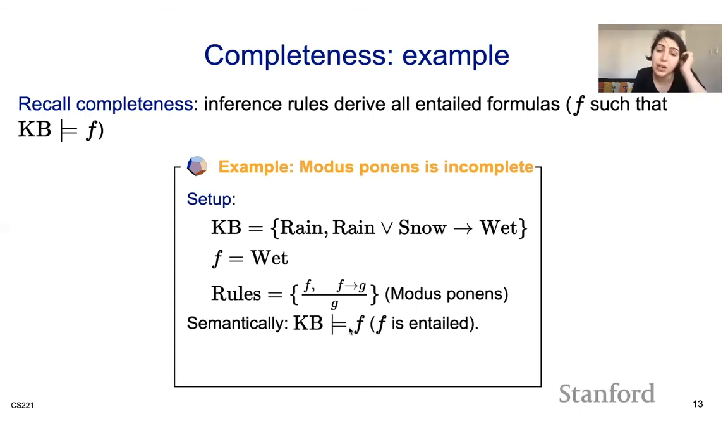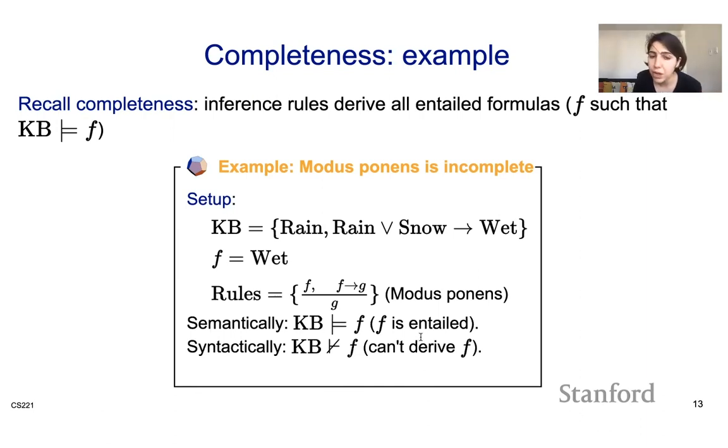So the knowledge base here actually entails F. F is entailed. It is going to be wet. But syntactically, using just modus ponens, I'm not going to be able to derive F. Based on this example, you can see that modus ponens is not complete. We're not able to derive everything.